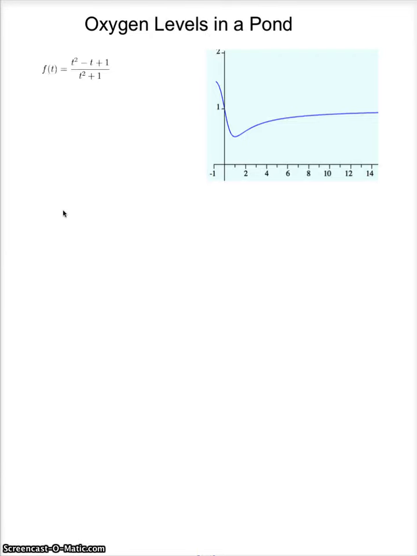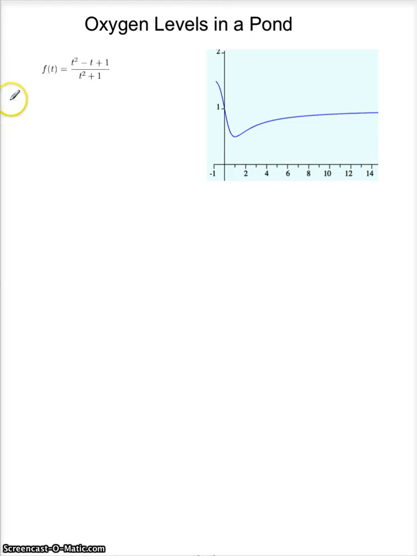Let's start by looking at a real-life application of oxygen levels in a pond. The oxygen level in this particular pond follows the function t squared minus t plus 1 divided by t squared plus 1. Now, the question is, what happens as time goes on? What percent of the oxygen remains?